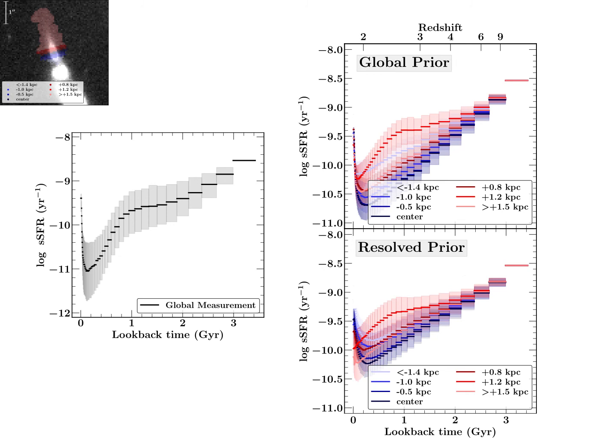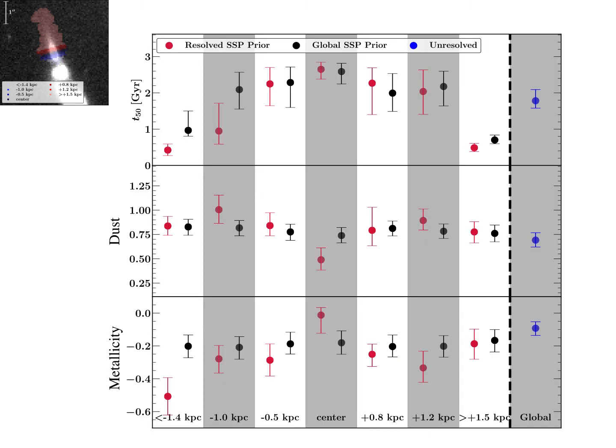But as you can see, basically in the center, we see the same pattern as we see for the global fit. So we have a decreasing specific star formation rate with an uptick in the last 100 million years of evolution. The main parameter that we were trying to constrain was age, and here on the top panel you can see the median age.